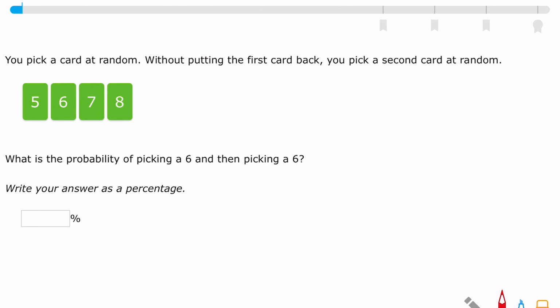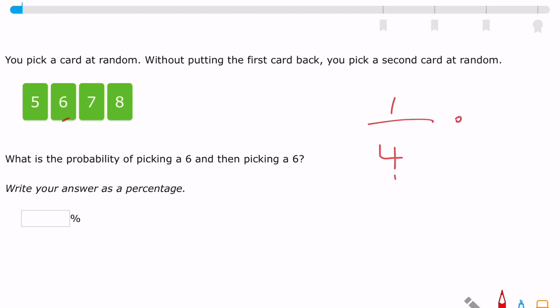Okay, so what we're going to do here is the first probability multiplied by the second probability, which occurs after the first probability has happened. So I'll explain this a little more. For our first probability, we want to pick a 6. Now there's only one 6 and there's 4 cards. So we're going to put 1 in the numerator and 4 in the denominator, because there's 4 total cards.